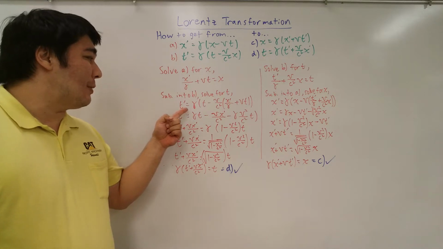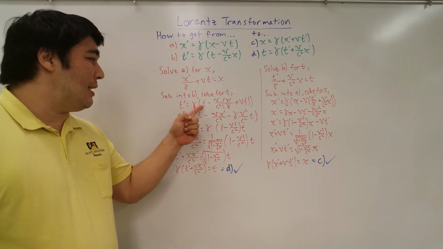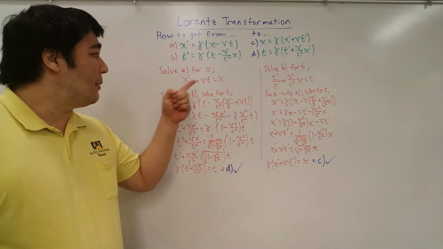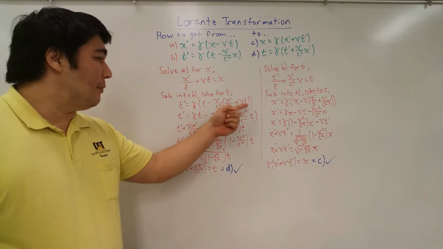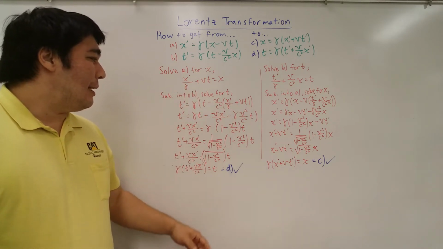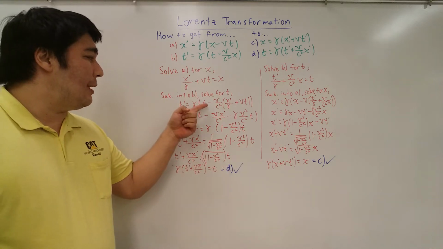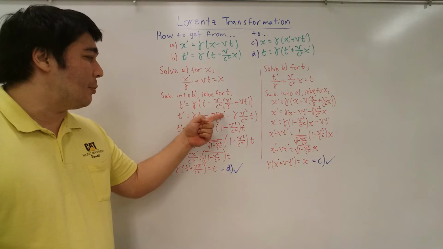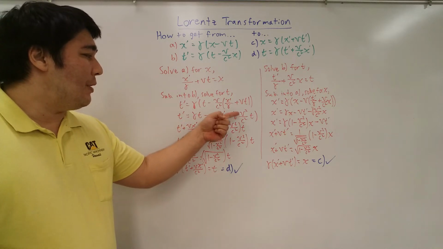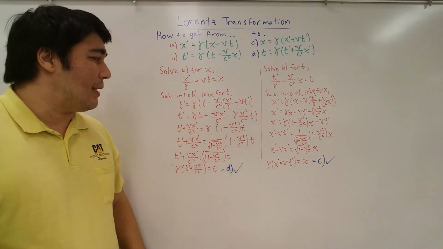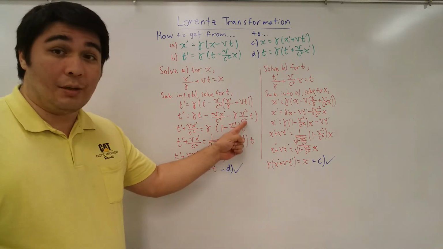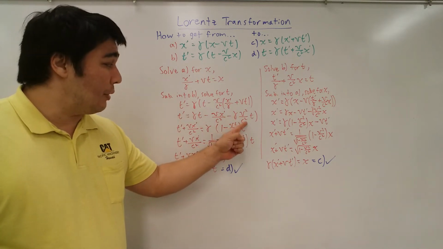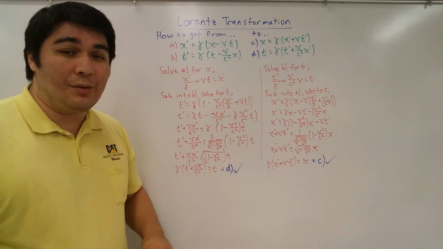I get t primed equals gamma times t minus v over c squared times the result that I got up here for x. Then all I did was distribute the negative v over c squared, so I got minus v over c squared times x primed minus gamma v squared over c squared times t. Now that is actually a really important result, but we'll get to that in due time.